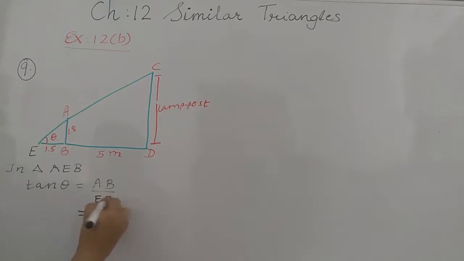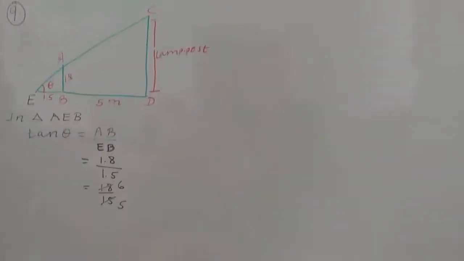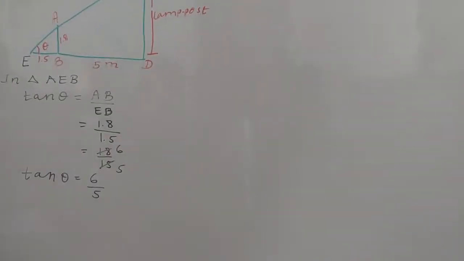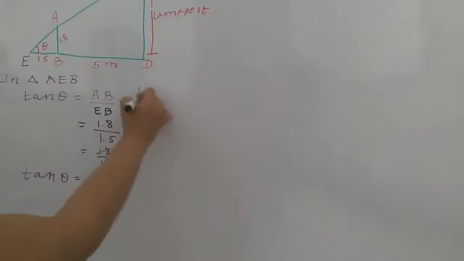Now 1.8 upon 1.5, you can see the decimal point we can remove and write 18 by 15. So by calculating we get 6 by 5. So the tan theta value we derived here is 6 by 5. Now we use this value to solve another triangle. Now there is a big triangle CED. I'll take the tan ratio in the triangle.